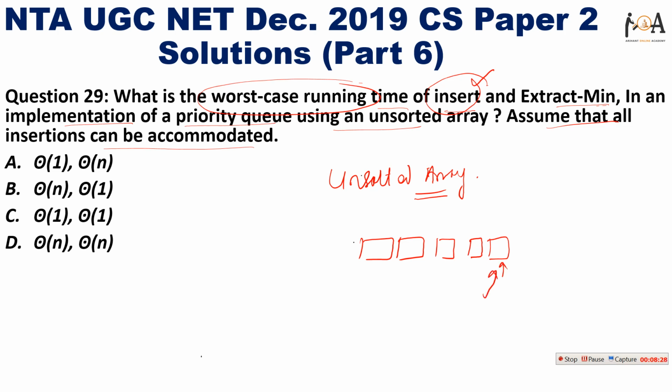So we can directly add the element at the last place. So for insertion, worst case is order of 1. But the next one is extract mean. Now suppose this is an unsorted array and we need to extract mean from the unsorted array.